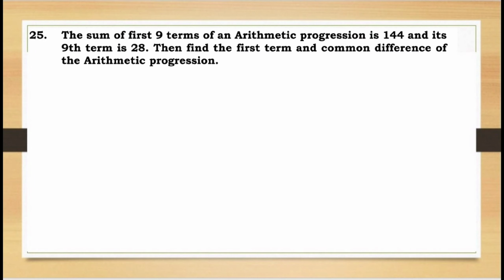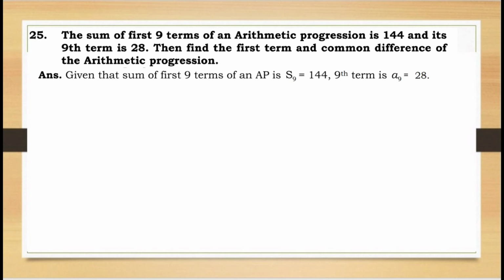25th question is, the sum of first 9 terms of an arithmetic progression is 144 and its 9th term is 28. Then find the first term and common difference of the arithmetic progression. Given that sum of first 9 terms of an AP, that is S9 equals 144 and 9th term is A9 which equals 28.